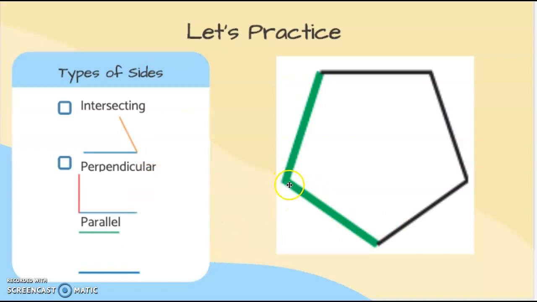Well, these lines meet at a point or a vertice. So we know that they have to be intersecting or perpendicular. Let's look. Is it a right angle? No, when I look at my L on my finger, remember we look at the L to make a nice straight line. It does not show us a perpendicular side. There is no right angle here. So they have to be intersecting lines. These lines right here are intersecting.